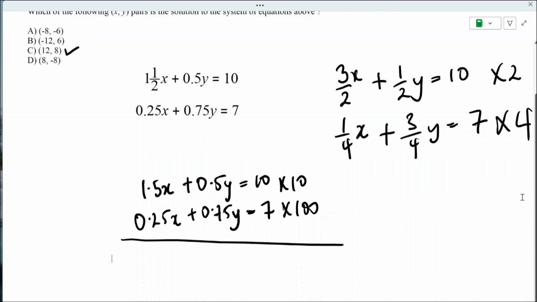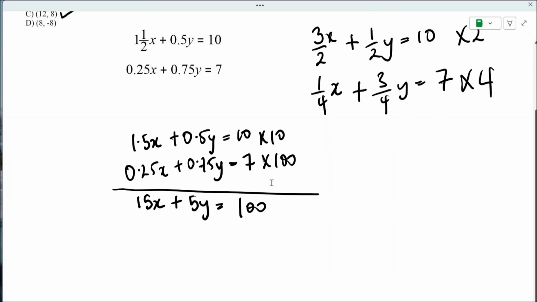Let's do equation 1. If you multiply equation 1 by 10, you have 1.5 times 10. That will give you 15x plus 0.5 times 10. That means you're moving the decimal to the back of 5. That will be 5y. Then you have 10 times 10. That will give you 100.